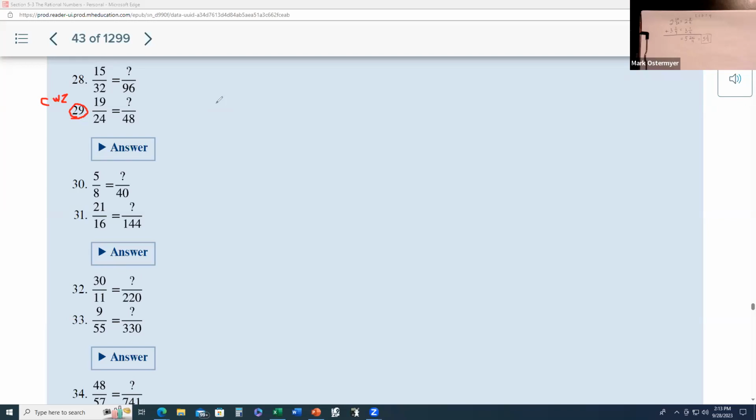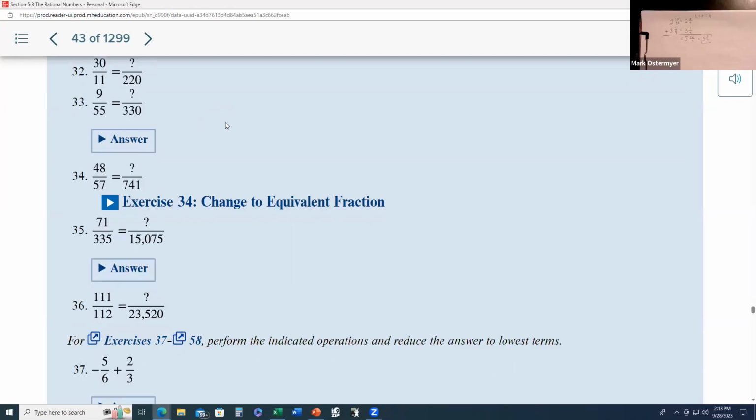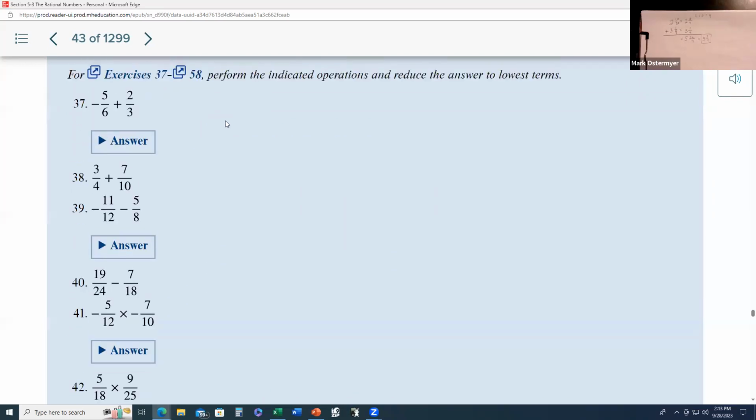48 divided by 24 is 2. That means they multiplied 24 by 2 to build it up to 48, which means you got to multiply your numerator by 2. What's 19 times 2? 38. 38/48 is equivalent to 19/24. 38/48 is another name for 19/24, equivalent fractions. All right, that one's good.